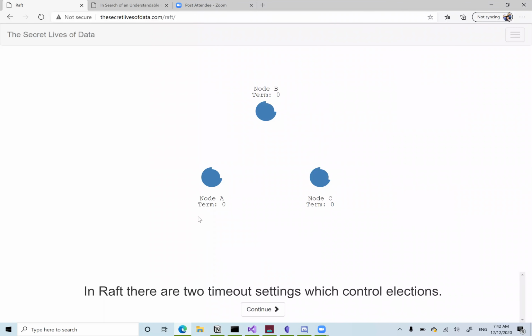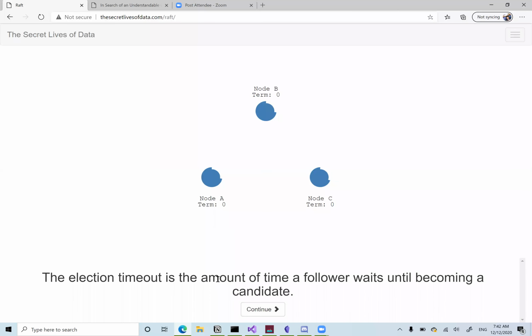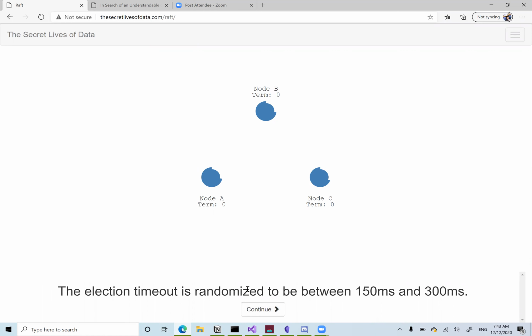Now the process of leader election: in Raft there are two timeout settings which control elections. First is the election timeout. The election timeout is the amount of time a follower waits until it becomes a candidate. The election timeout is randomized to be between 150 milliseconds and 300 milliseconds.